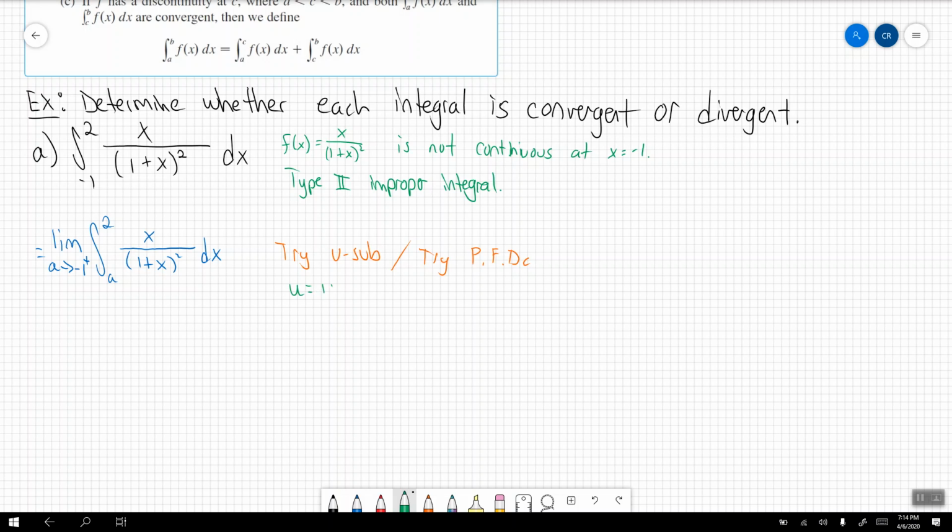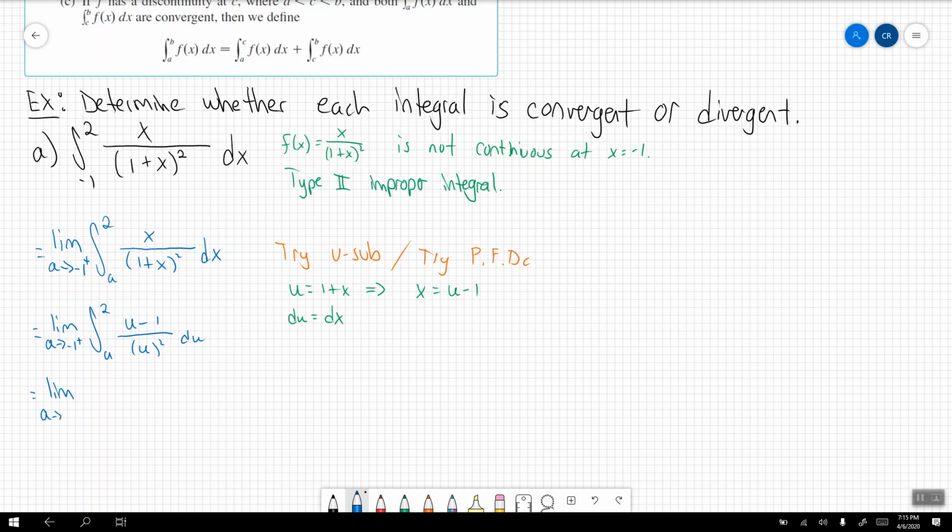I'm going to say U is 1 plus x, which then means that du is just dx. Okay, that's not too bad. But then this actually tells me that x, if I solve for x here, it's u minus 1. All right, so let's go through this now. So this is going to be the limit as a is approaching -1 from the right hand side. This is going to be from a to 2, and now the x value is u minus 1, denominator is u squared, and dx was du. There we are.